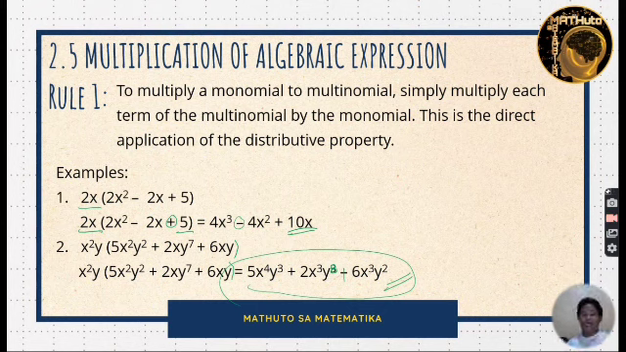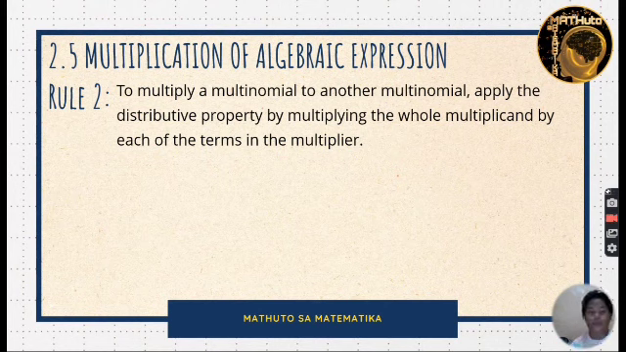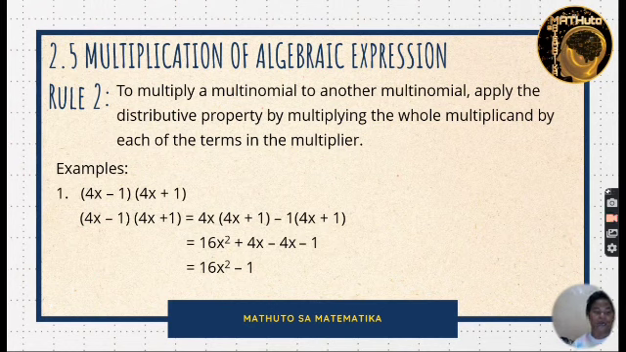Take note po yung ating pag-multiply ng monomial to a multinomial, we are going to apply the distributive property of multiplication over addition po. Next po, to multiply a multinomial to another multinomial, apply the distributive property by multiplying the whole multiplicand by each term of the terms in the multiplier. So, medyo mahirap na part po kapag multinomial to other multinomial. Example po, the quantity 4x minus 1 times the quantity 4x plus 1.